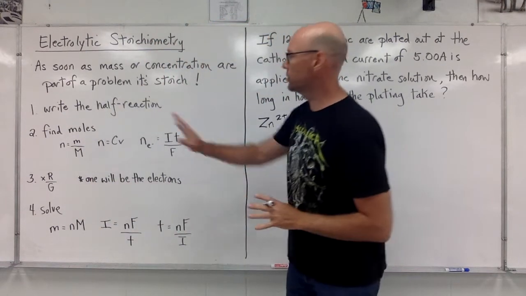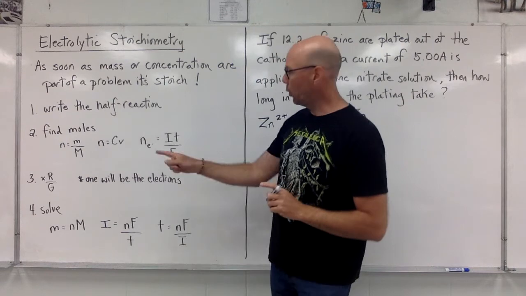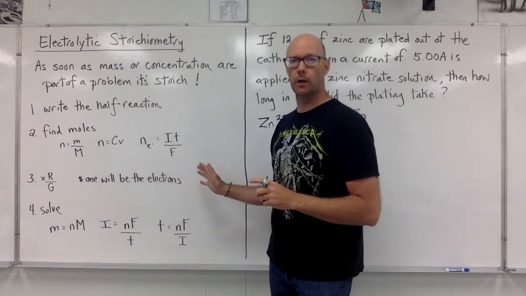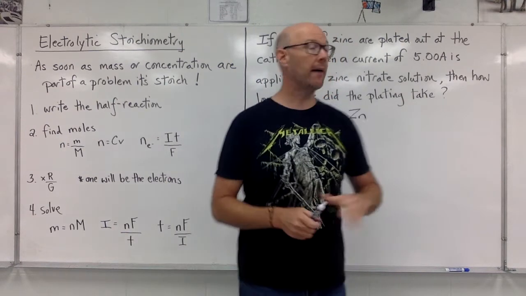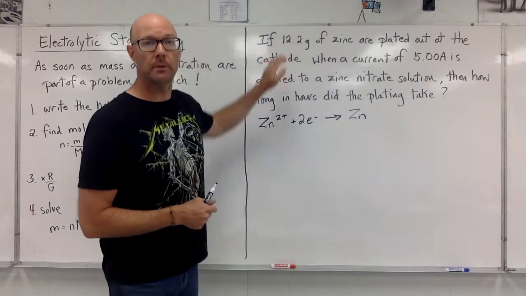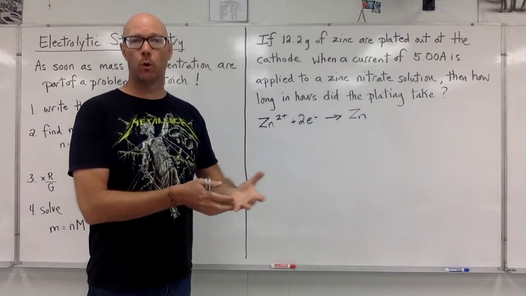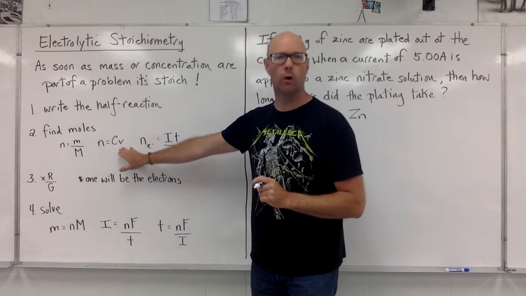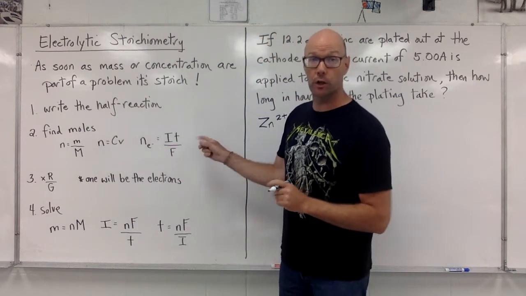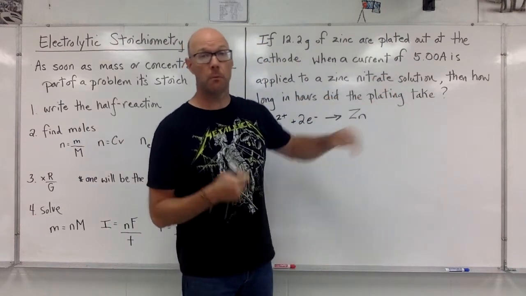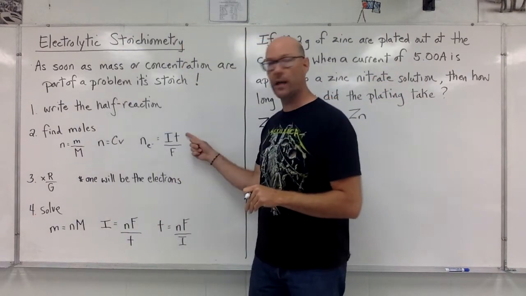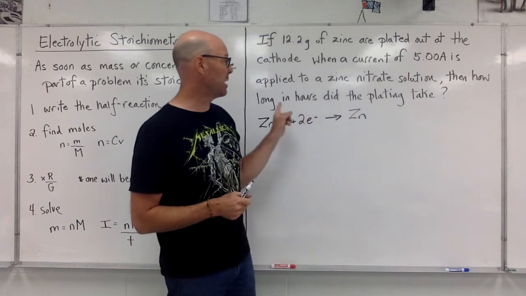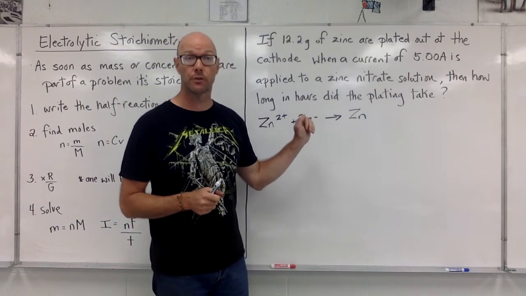The next step is find moles. Only one of these options is going to work. Okay? And we have the mass. So that means we can do mass over molar mass. I don't have a concentration or a volume. We do have the current. It's 5 amps, but we do not have the time. We're trying to find the time in the end. How long did it take in hours?